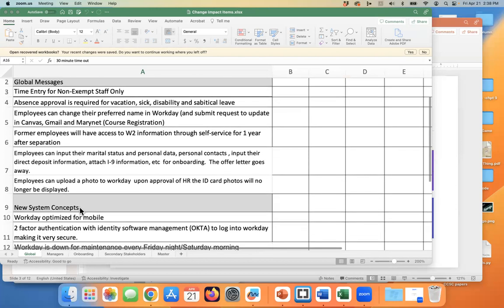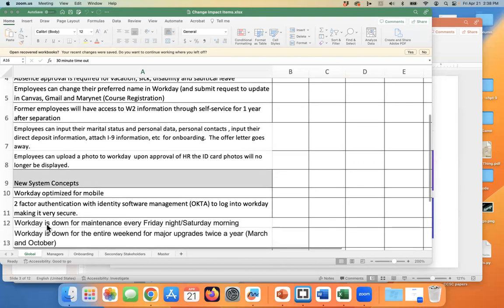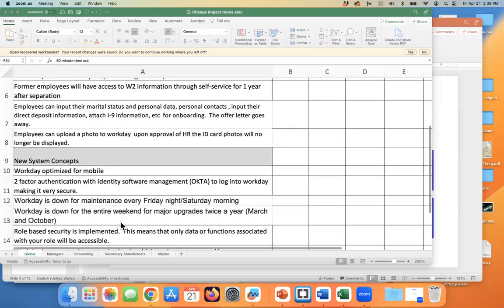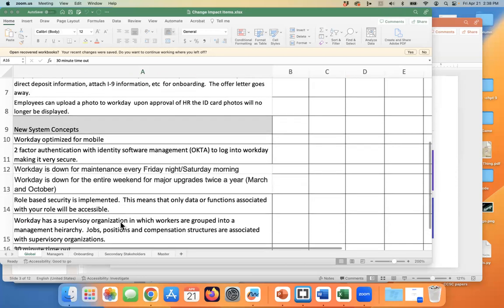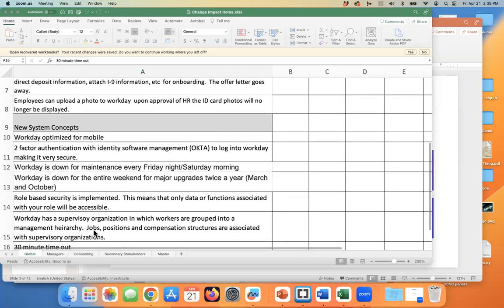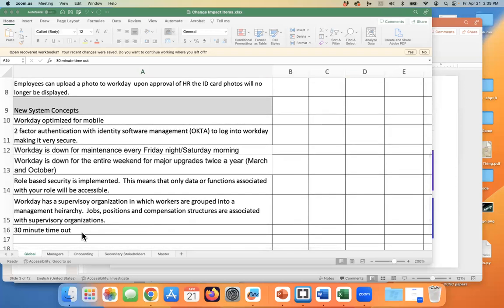And then there are all these new system concepts. What is it going to do that it didn't do before? Well, it's going to be optimized for mobile. It's going to have two-factor identification, but we need to know that it's down every Friday and Saturday for upgrades twice a year, and it's role-based. That's very important. It's a whole different way of looking at data. It has a supervisory organization, and it times out in 30 minutes.